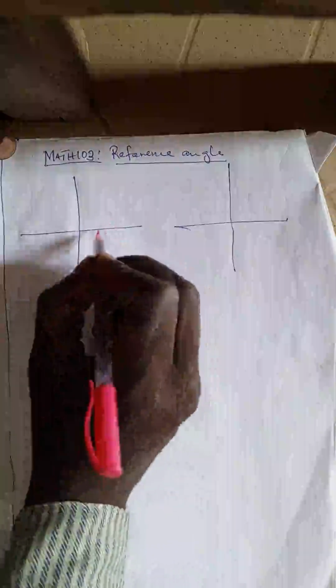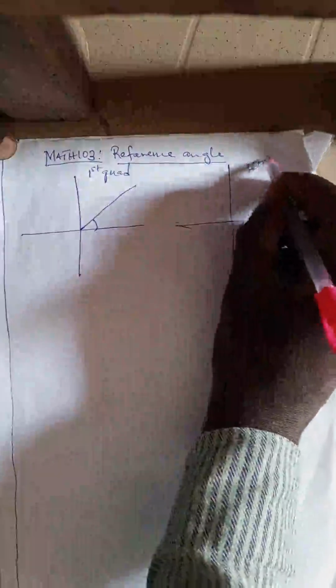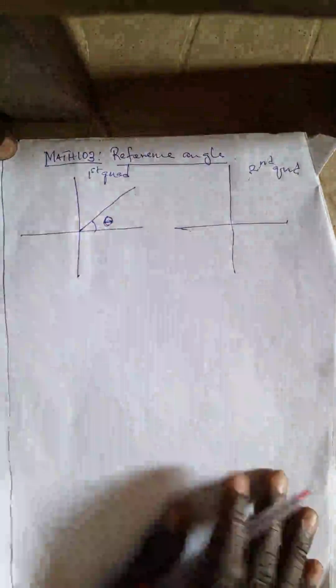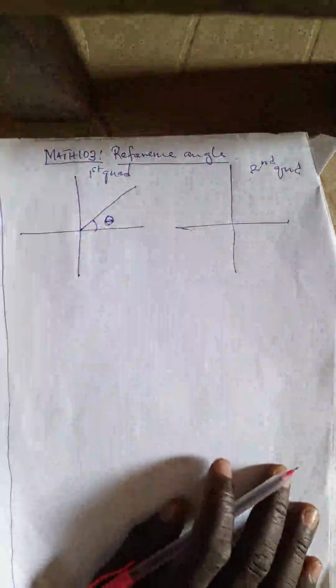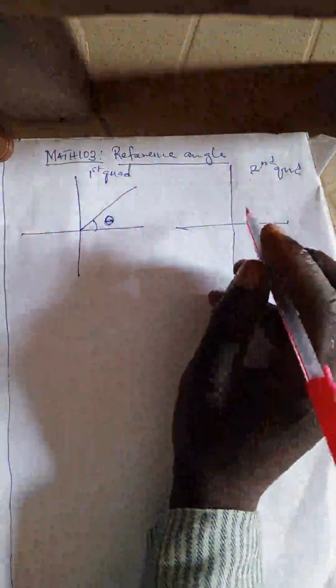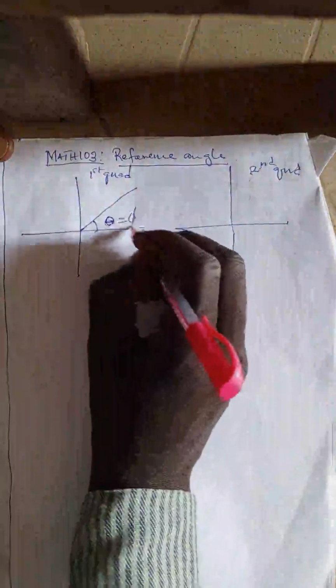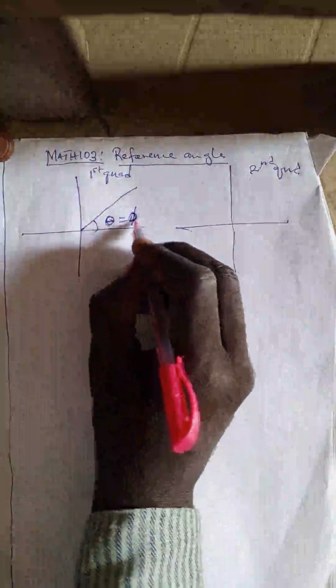Now, suppose theta is in standard position in the first quadrant. So this is the first quadrant. This is the second quadrant. So theta in the first quadrant is looking like this. And so everything is the same. The reference angle for each of the angles in the first quadrant is its own reference angle.